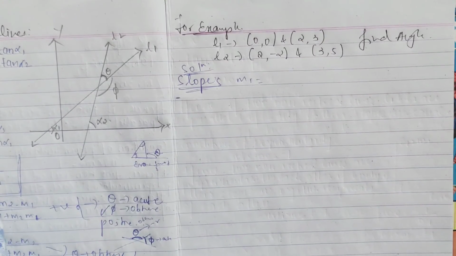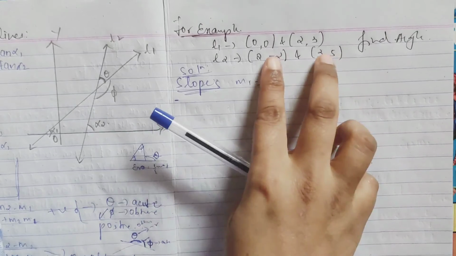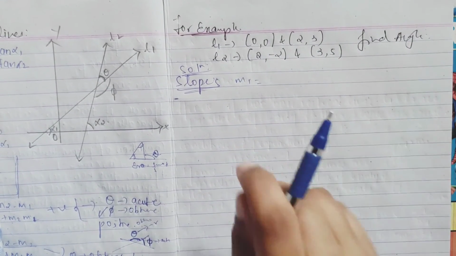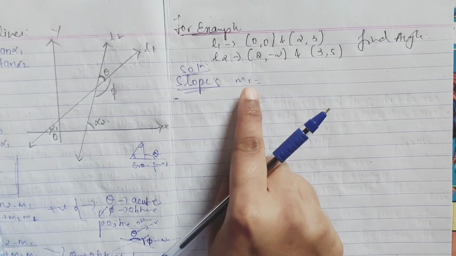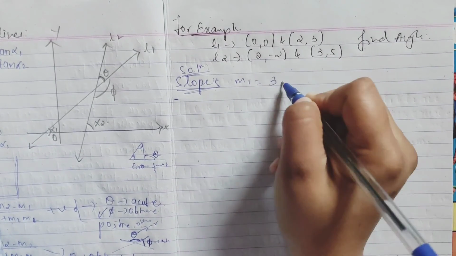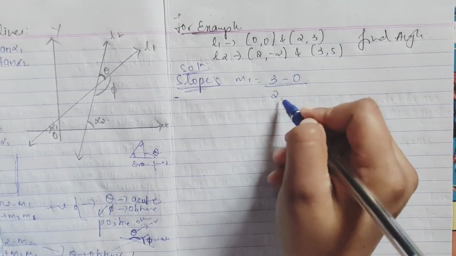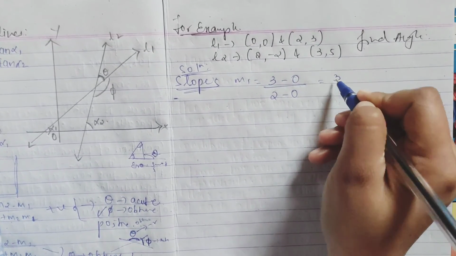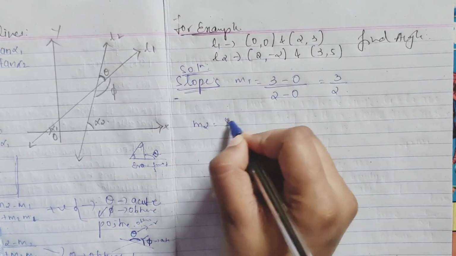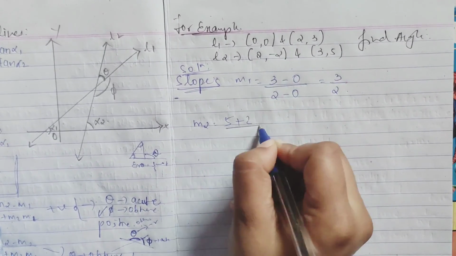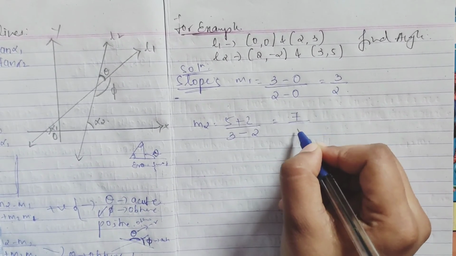Now for example, see here they have given L1 2 points and L2 2 points. They are telling you to find the angle. So first you have to find the slope, right? Slope formula is what? m1 is equal to y2 minus y1 whole divided by x2 minus x1. So m1 basically you will get 3 by 2. In the same way for m2 you have to do y2 minus y1 over x2 minus x1. So you get 7 by 1.